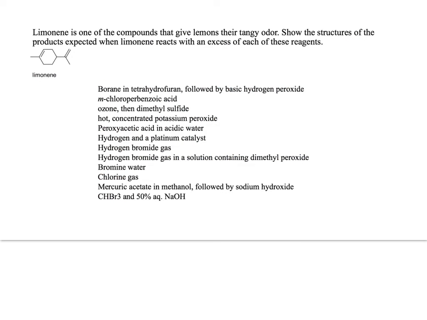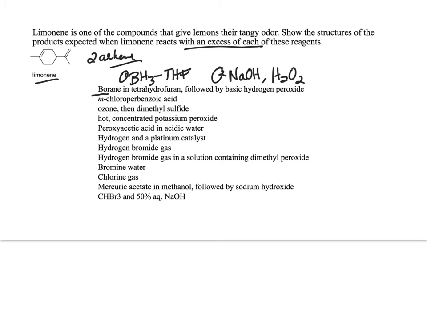Okay, limonene. Here's limonene. Gives lemons their tangy flavor. So we're going to react an excess of these reagents because we got two alkenes on this molecule. So we're going to react both alkenes in these different reagents. Okay, so the first one is BH3 THF. And then we're going to treat it with base, so that's sodium hydroxide and hydrogen peroxide. We make anti-Markovnikov alcohols.